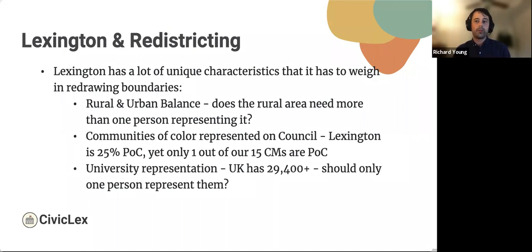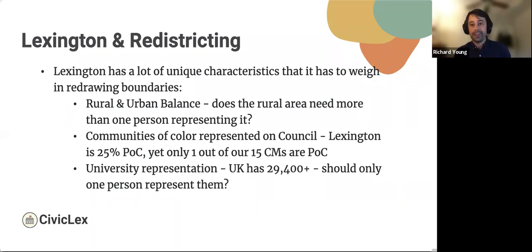But balancing the urban and rural political power is something that is a complicating factor for our redistricting here in Lexington. Another one is communities of color, right? So Lexington is about 25% people of color, and we only have one person on city council that is a person of color. And so there's a tremendous disparity in political representation, and part of that has to do with redistricting and how we draw district boundaries. And in fact, Lexington's council used to be more diverse and has actually gotten increasingly less diverse over the past 10 to 20 years.